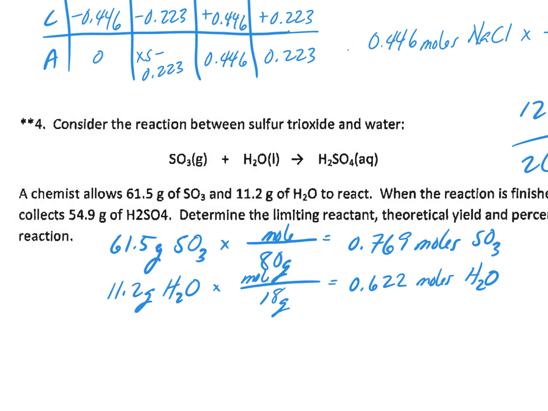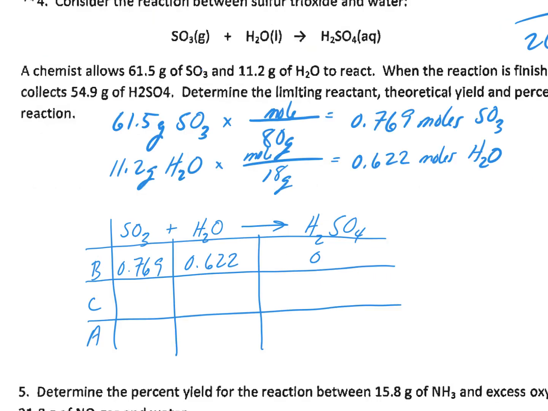Let's see how this shakes out on our BCA table. Okay, starting our BCA table again, we're given the amount of both reactants. So we've got to determine which of these is the limiting reactant. Now I'm looking at this and I can see immediately that we're going to use up all the water before we use up the sulfur trioxide, right? So here, I'm going to fill this out in real time. So we're going to use up all the water.